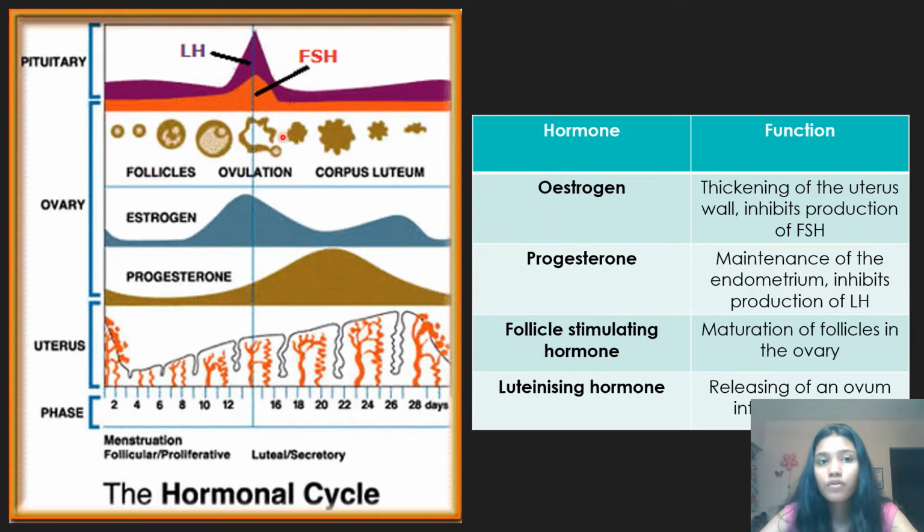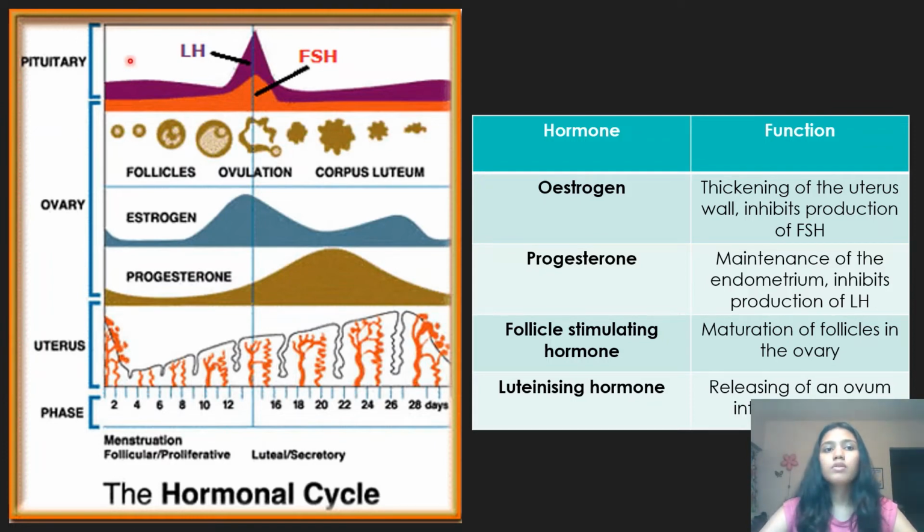Okay, and at ovulation, the egg cell is released. After the egg cell is released from the follicle, the structure is called a corpus luteum. The follicle that has just burst open to release the egg cell is called a corpus luteum. You have to know this word, very important.